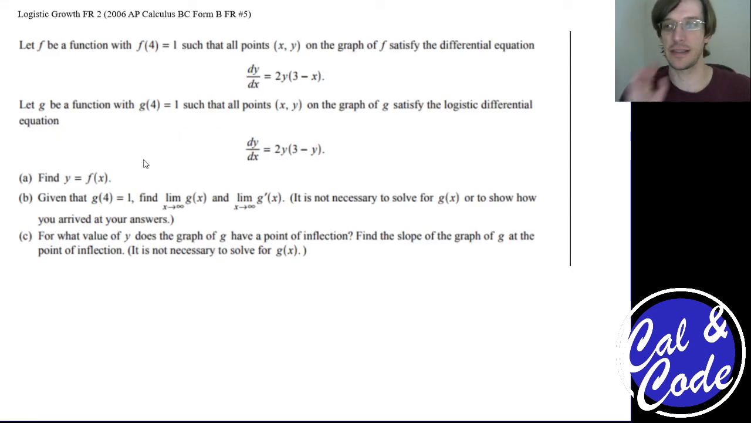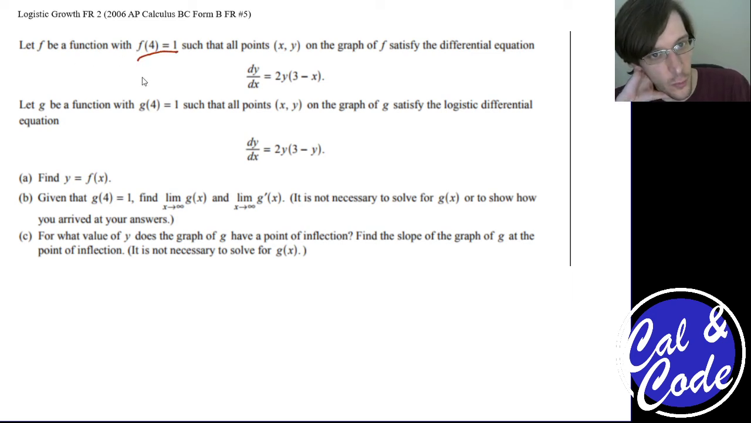Now let's look at the 2006 exam questions. This is from Form B. It's question number 5. And in this one, we are given a function. We're given some initial condition. This is initial condition 4(1). And here's its differential equation.